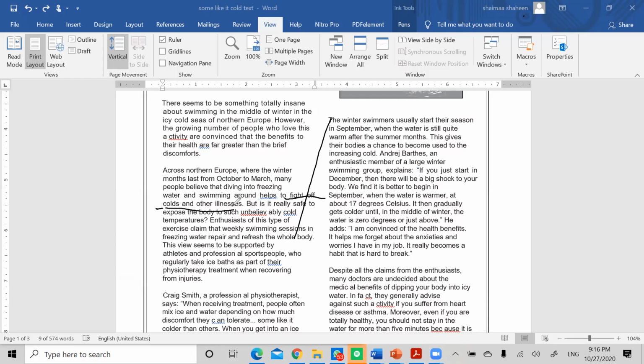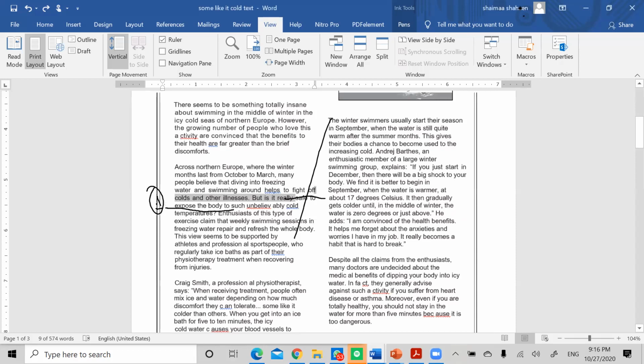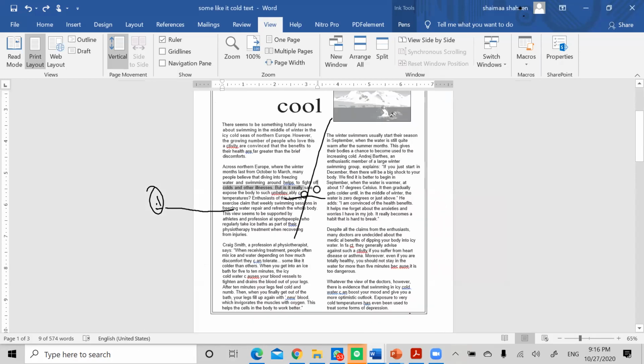What else? Miss, I got an answer. Okay. If you got anything, you can write it down in the chat. Miss, I wrote my answer in the chat. Yes, my dear. I got a sentence where I mentioned the word repair. Okay. So, Selma said that it repairs and refreshes the whole body. Yes, correct, Selma. It repairs and refreshes the whole body.